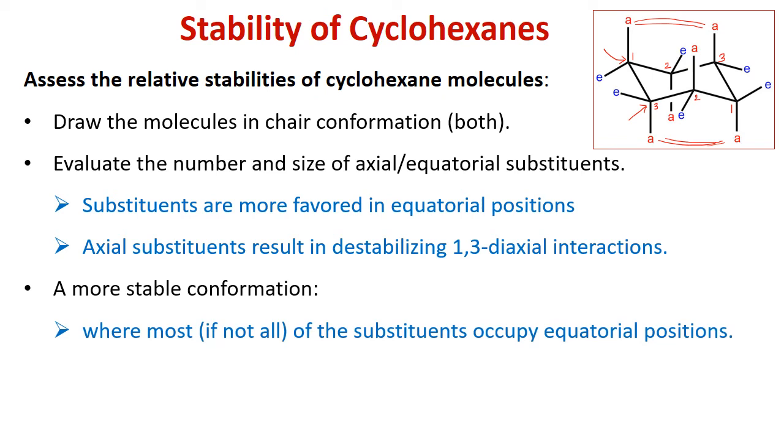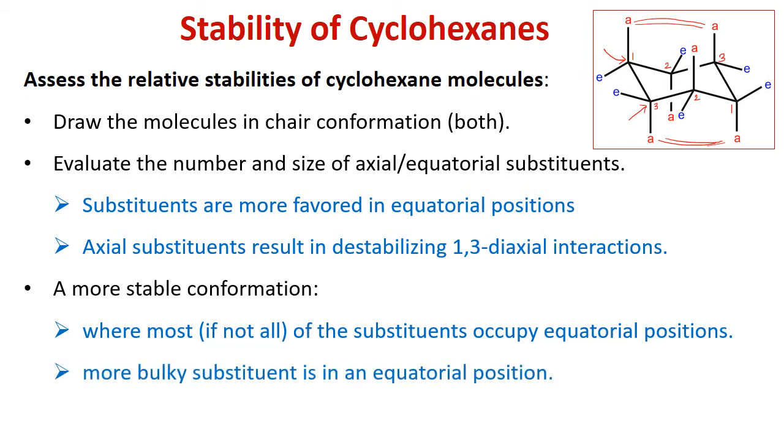Now, a more stable conformation is the one where most, if not all, of the substituents occupy equatorial positions. When working with a molecule which has substituents with varying bulk, the more bulky substituent is favorable in an equatorial position. That would give us the more stable conformation.